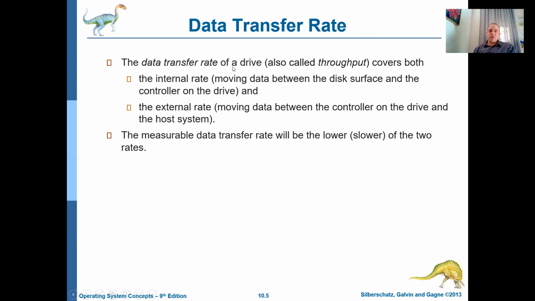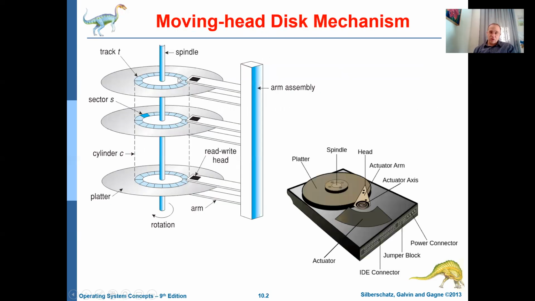And then there's something called the data transfer rate of a drive, also called the throughput. It covers both the internal rate, which is moving the data between the disk surface and the controller on the drive, in other words, reading it. You don't have a picture of a controller here, but imagine at the bottom, after it reads, there's a wire going to some kind of controller, which is then going to pass it on to the CPU.